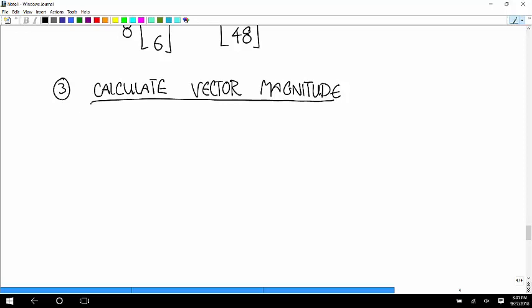So sometimes you have the magnitude and an angle and you have to turn it into components to do calculations. Other times you have components and you need to figure out the magnitude. It's just nice to be able to go back and forth.